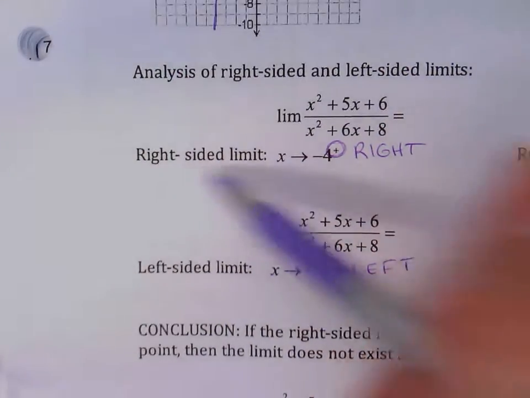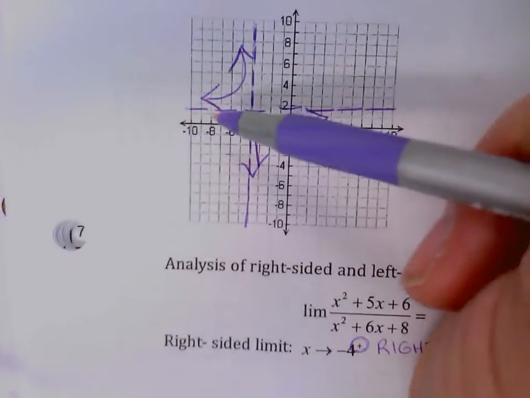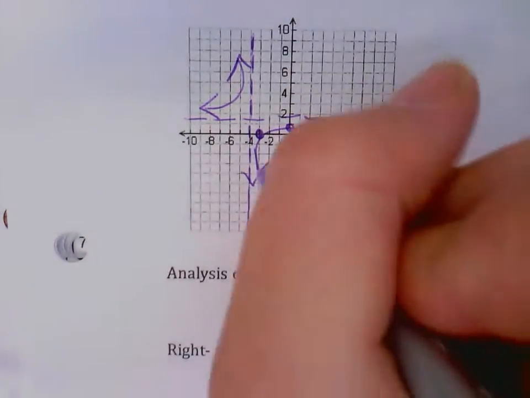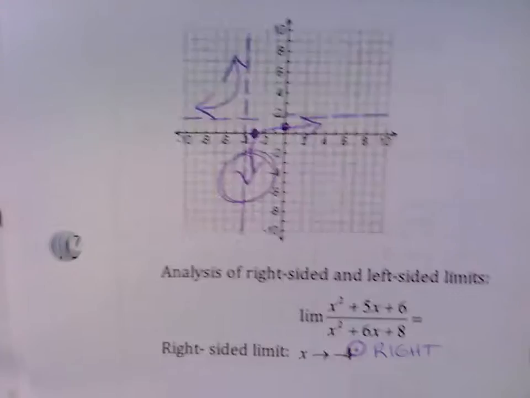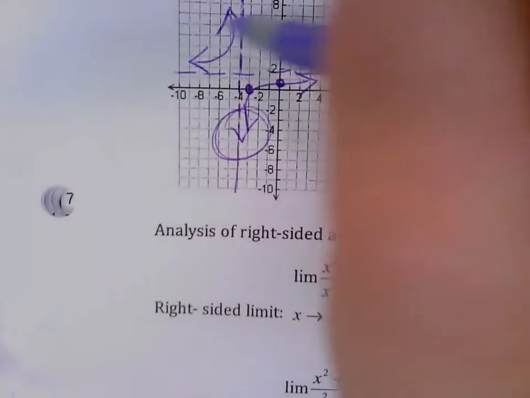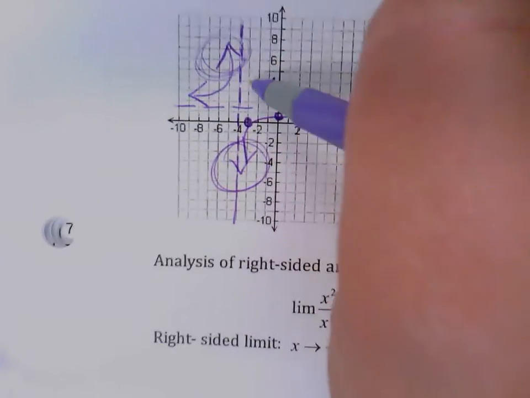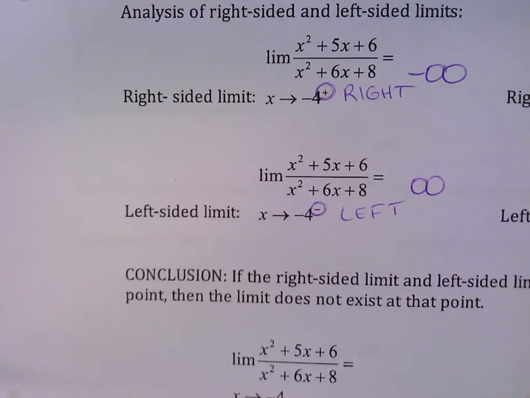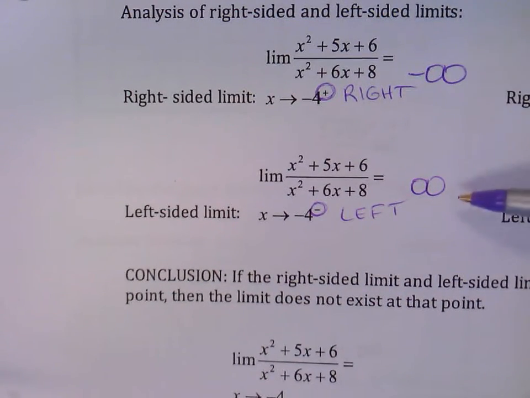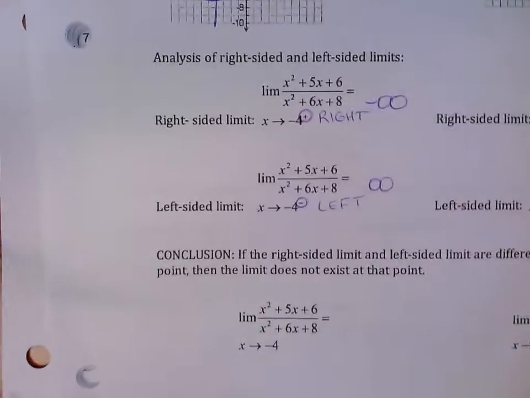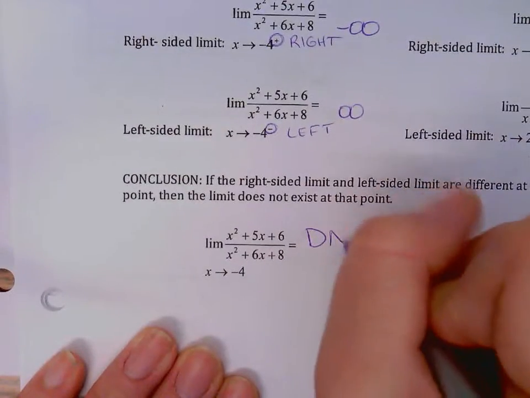So a right-sided limit is use your right hand. I'm to the right of the asymptote. The graph is pointing down. So the right limit is -infinity. And then when I look, the left limit is pointing up, right? It's up on the left side. So the left limit is +infinity, -infinity, +infinity. Are they going to the same place? They're not. So what we say is that the overall limit does not exist.